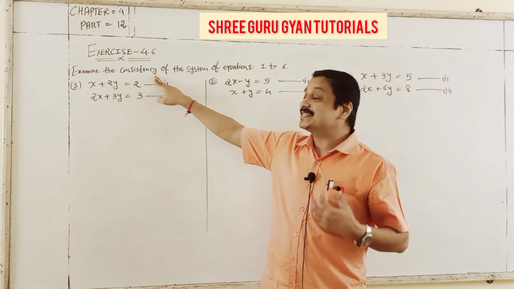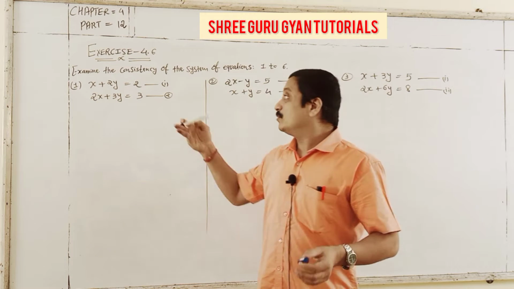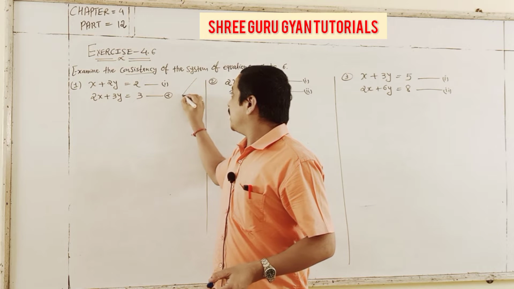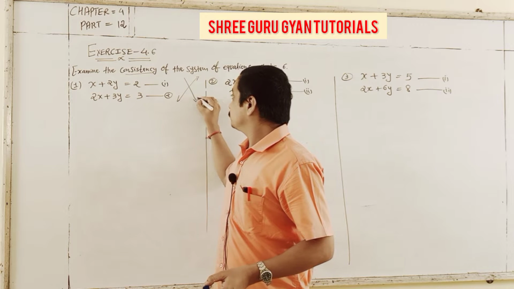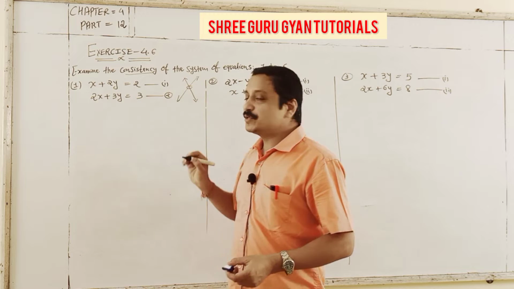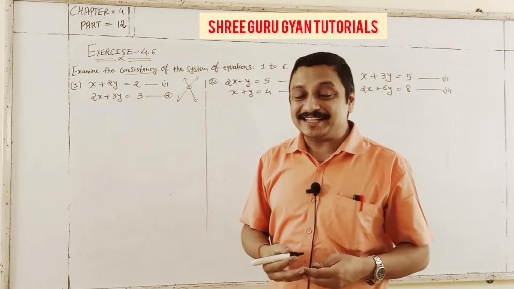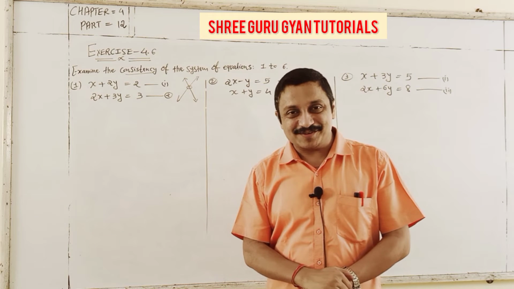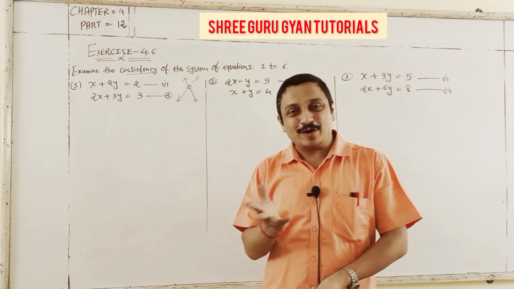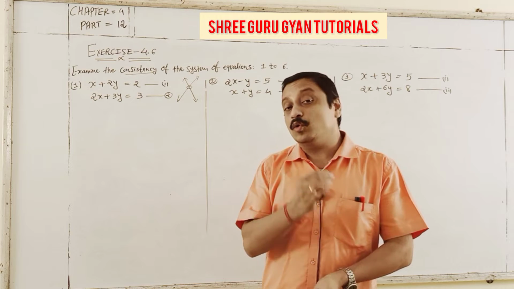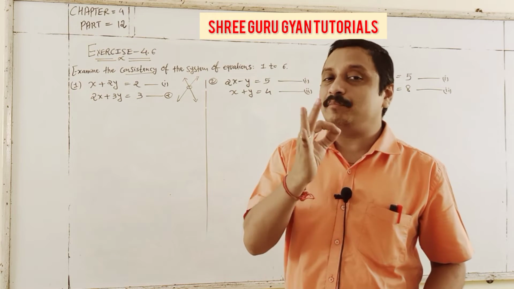Examine the consistency. Consistency means both lines intersect at one common point. That type of question we already studied in the 10th standard, the elimination method and the substitution method. That topic is coming again here, but we go by the method of matrix.